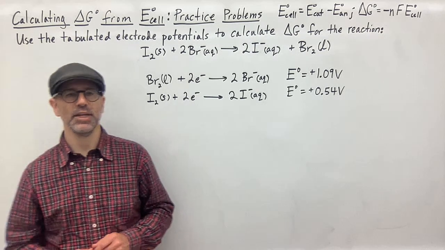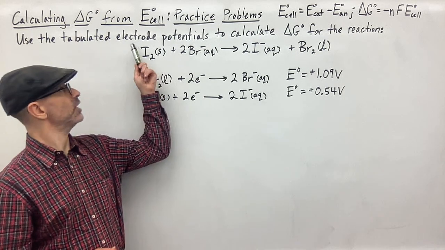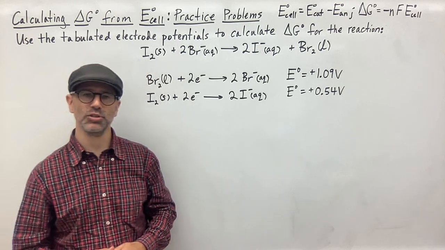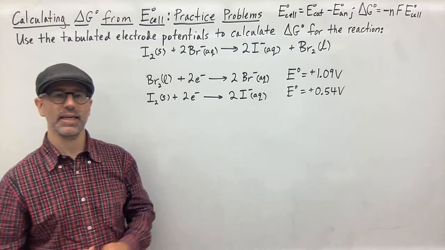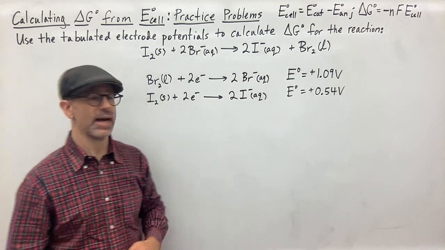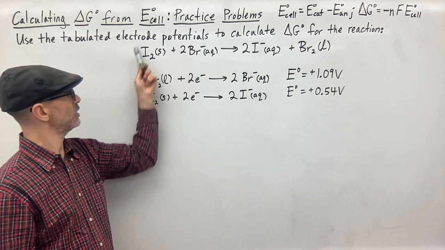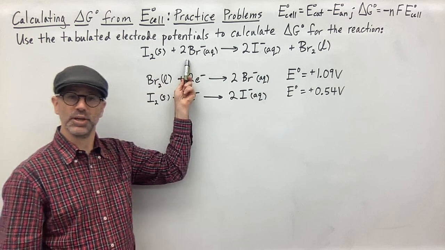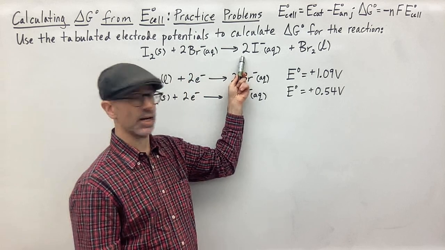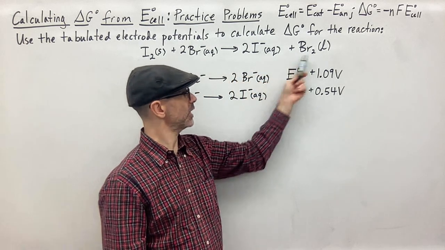So in this video we have a reaction, and they're asking us to use the tabulated electrode potentials to calculate the standard free energy change of the reaction. And the reaction that we're given is this one right here. So we're taking solid iodine, putting that in an aqueous solution of bromide ions, and then we're going to produce the iodide ion along with bromine liquid.